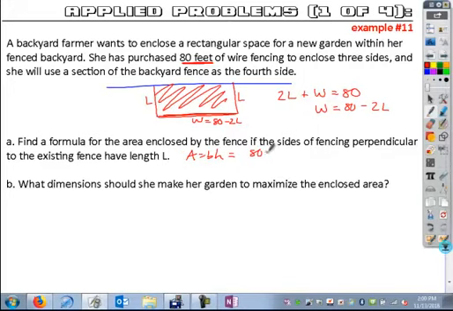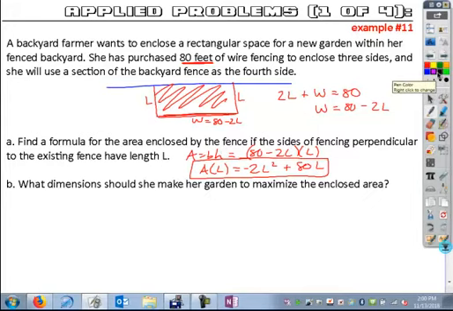It is the 80 minus 2L, exactly like what the width was, times the L, which you can turn into the function: area is a function of the length, negative 2L squared plus 80L. All right, so that would be the formula that you can use to calculate area based on the length L.